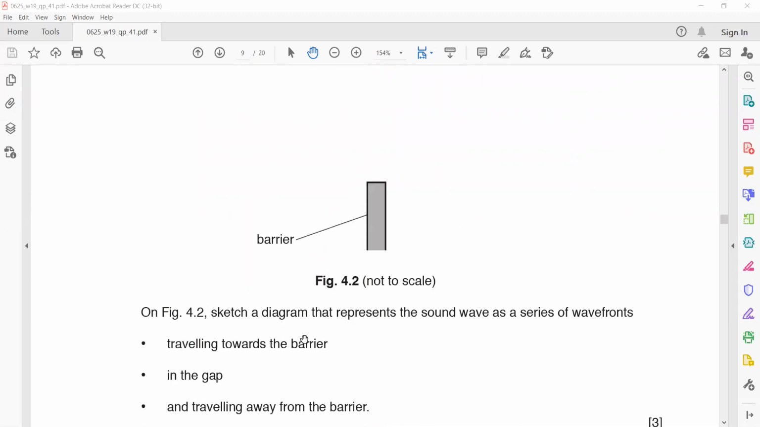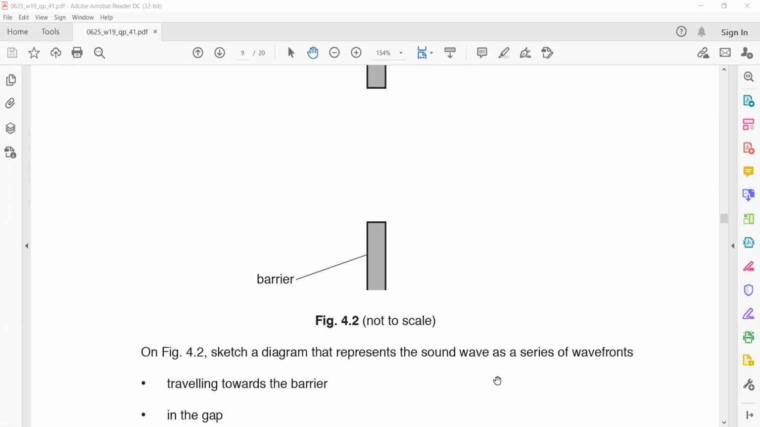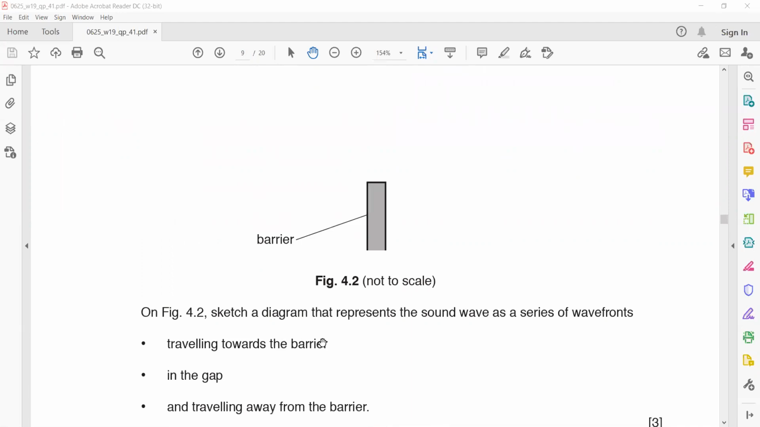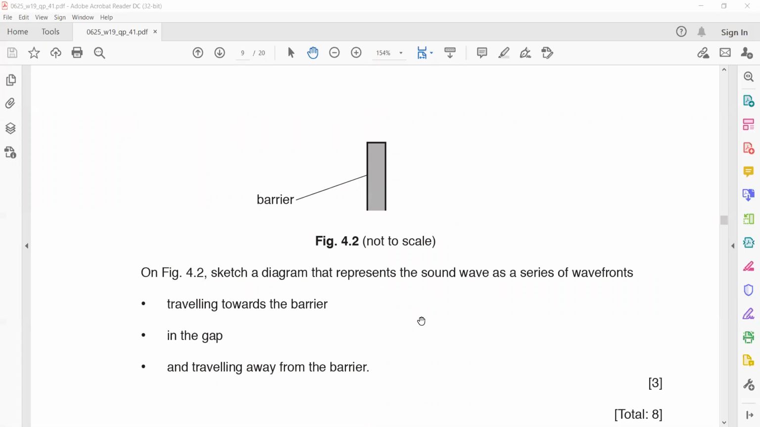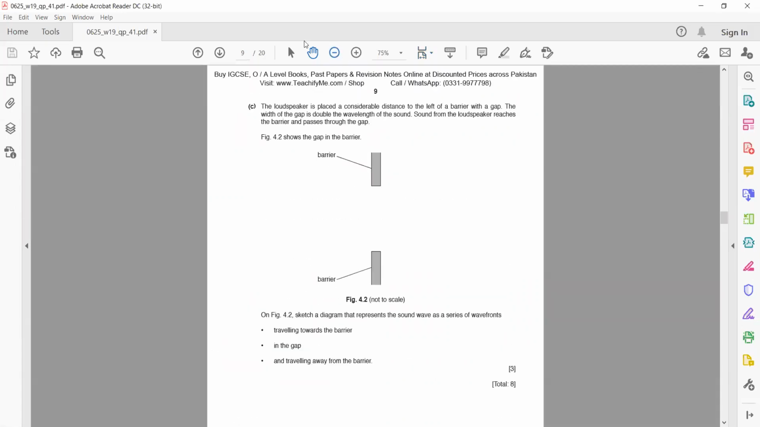So as they mention in the question, the gap is approximately twice the wavelength. So if the gap was, for example, 4 centimeters, then the wavelength should be 2 centimeters. And it will have less diffraction. How do you represent a small diffraction? Only the edges will bend.